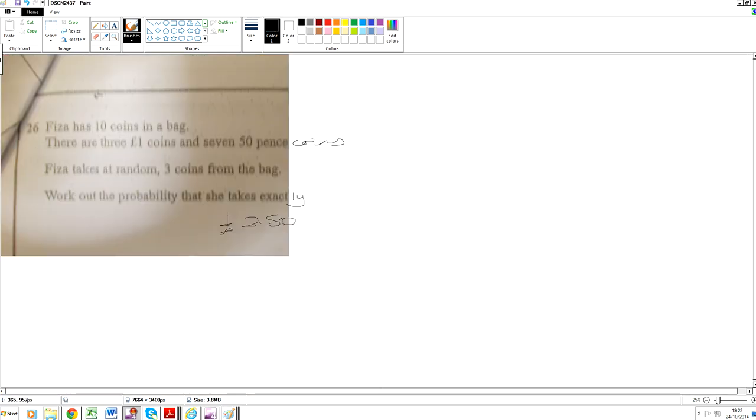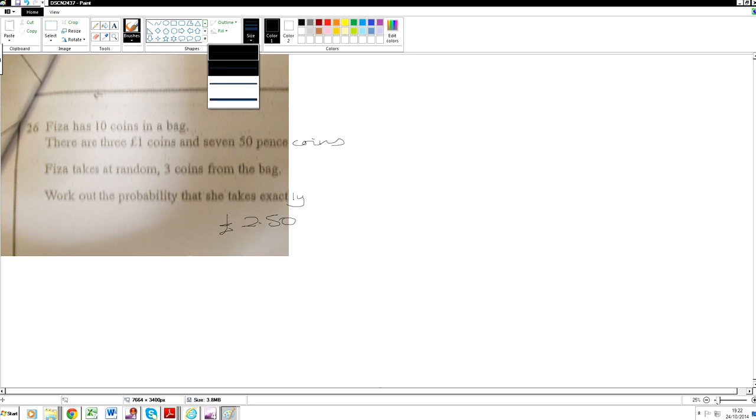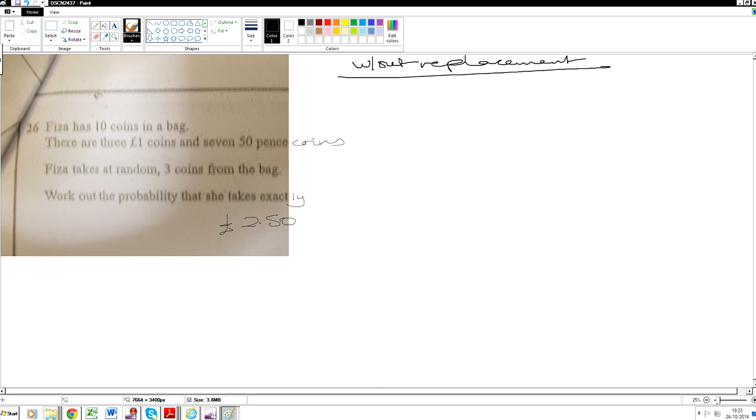So it says Fizzer has 10 coins in a bag. There are 3 £1 coins and 7 50p coins. Fizzer takes at random 3 coins from the bag. Work out the probability that she takes exactly £2.50. Let's have a look at the different ways we can make £2.50. Take into consideration that she's not putting the coins back in, so this question is probability without replacement.